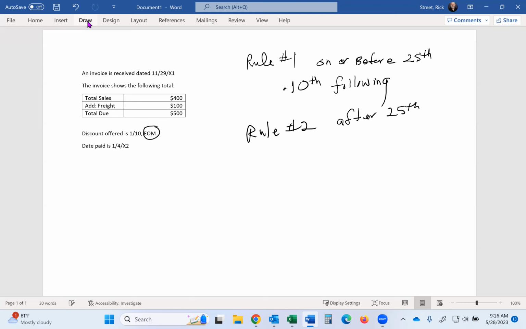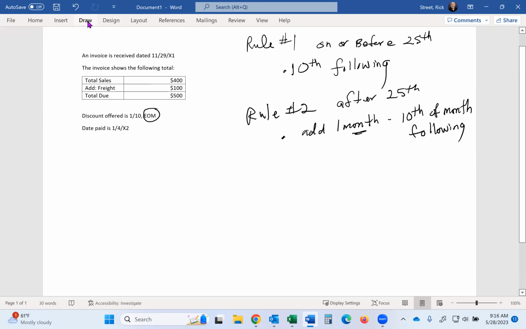We used May, but in this case we're going to be looking at an invoice dated on 11/29/X1. And the rule there is we get the discount period. We can take the discount, add 1 month, and then it's the 10th of the month following that 1 month. So that's what we're doing here.